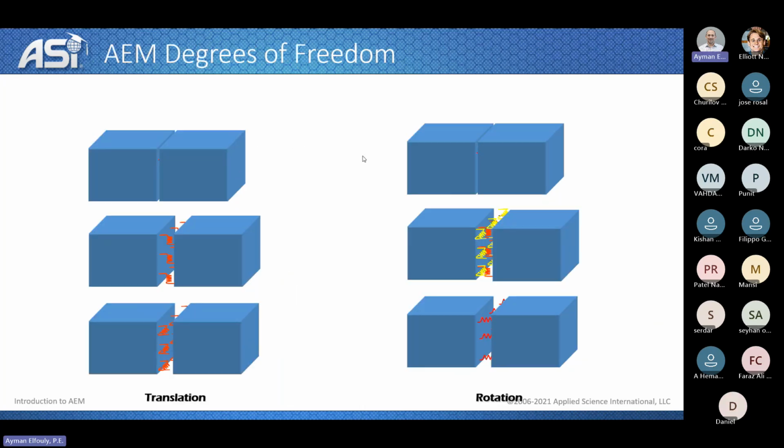As for the degrees of freedom in the applied element method, let's first talk about the finite element method. In the finite element method, if you are using solid elements, then you have 24 degrees of freedom for each element, 3 degrees of freedom at each node, and there are 8 nodes, so we have 24 degrees of freedom. 3 for the translation, and 3 for the rotation.